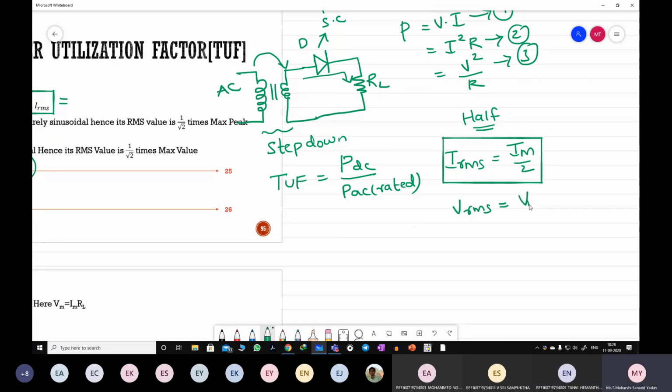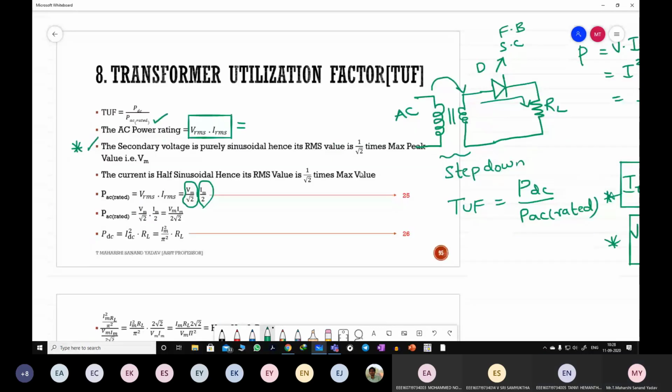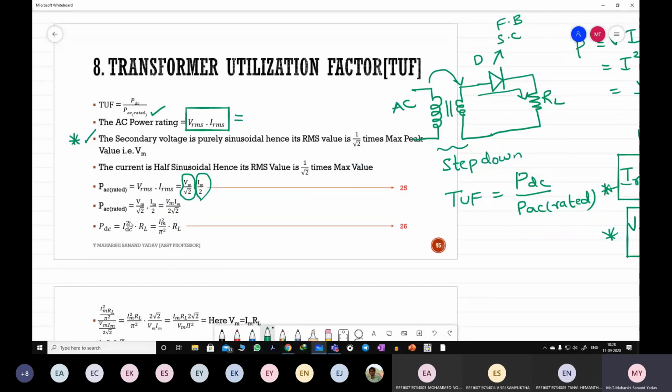Now the second. What is the formula for PDC? It is IDC square into RL. We know IDC from the half wave rectifier: IDC is Im by pi, whereas IRMS is Im by 2. So IDC is Im by pi, whole square, so it will be Im square by pi square into RL.